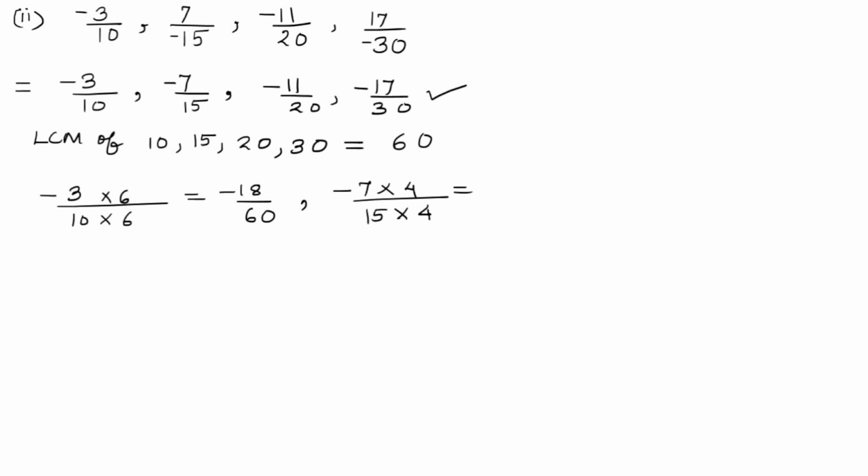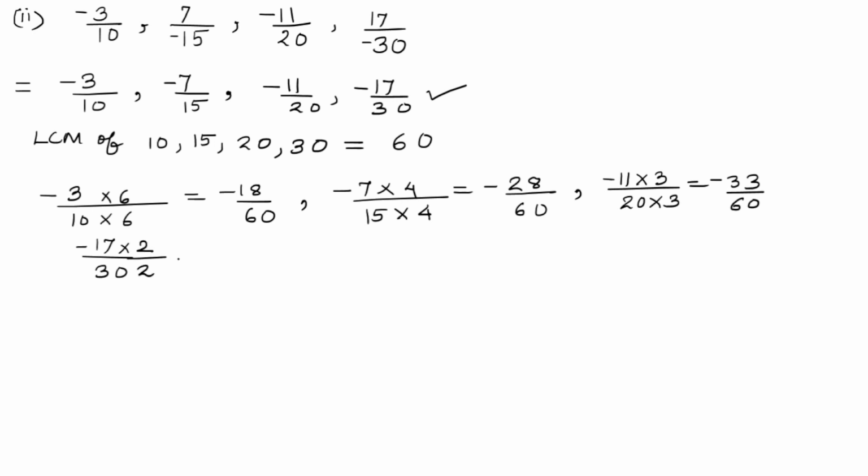So you get here minus 28 by 60. Take the next number, minus 11 by 20 into 3 into 3. You get here minus 33 by 60. And what is the last number? The last number is minus 17 by 30. So multiplied by 2, you get here minus 34 by 60.